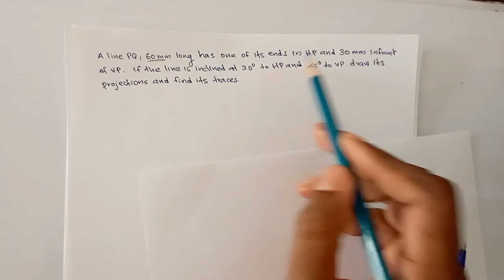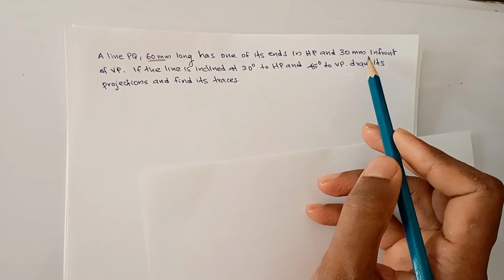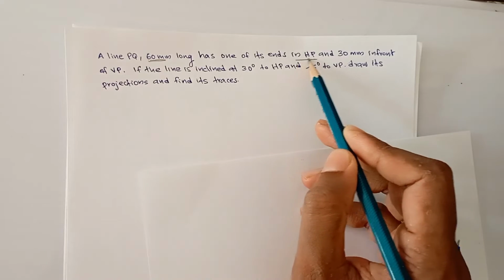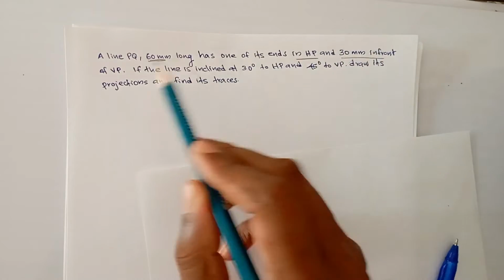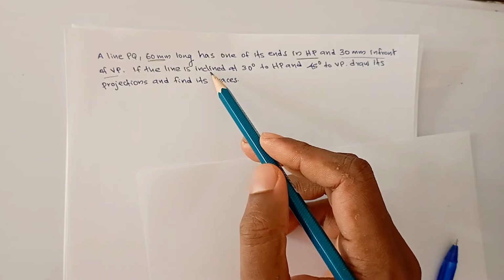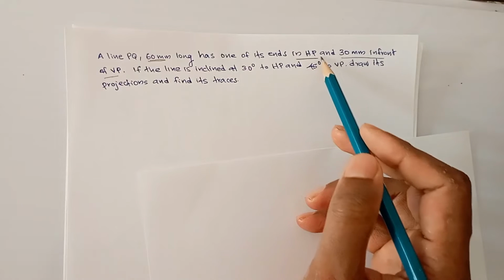And it has one of its ends in HP and 30 mm in front of VP. That means it's in the first quadrant. One of the endpoints is in the first quadrant, that is, one end is in HP and 30 mm in front of VP.